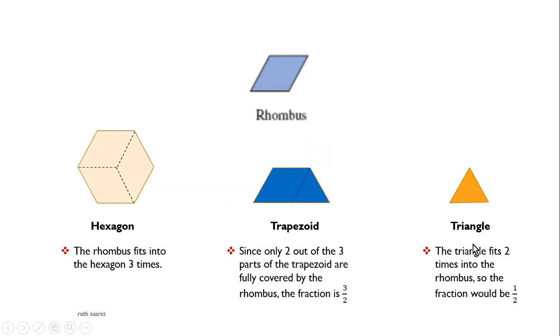Next, the triangle fits 2 times into the rhombus. So the fraction would be 1 over 2. Because you can see, if you cut this right down the middle right there, it's going to give you 1, 2 triangles.